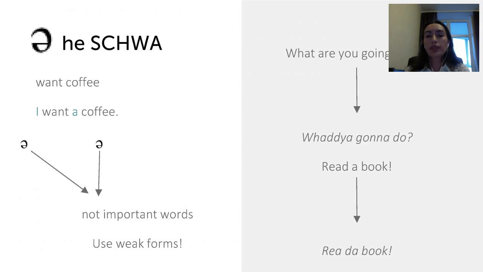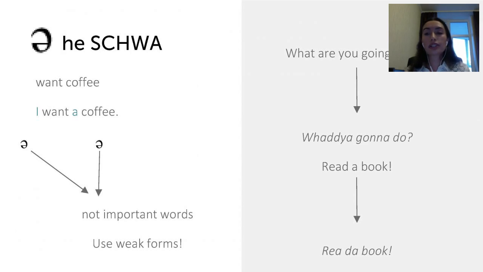So this is between want coffee. If you simply say want coffee, I think anybody can understand that you want a coffee, or I want a coffee. But because I and a are weak forms, we don't stress them. I want a coffee. I want a coffee.